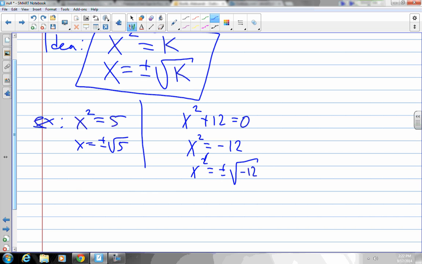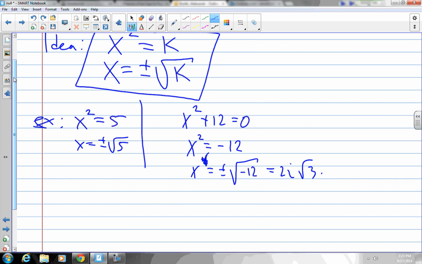I don't need the square anymore there. So just x equals plus or minus square root of negative 12. What is that equal to? Is that it? Is there anything besides i? There's i in there. 2 square root of 3. Okay. 2i square root of 3.